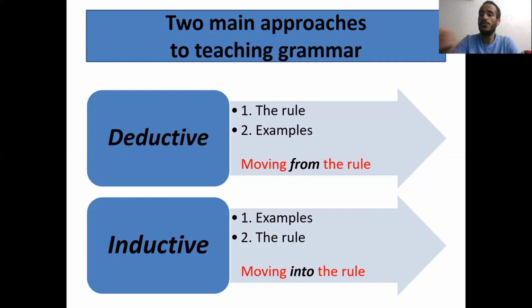So in deductive we start from the rule. Inductive, examples. Why examples? Examples stand for context, contextualization, pictures, story, text, conversation, etc. And then you ask them questions, color coding, you underline to observe the form. So we are moving into the rule. So there is no perfect one, but it depends on the lesson. If you have a very complicated grammar lesson, maybe deductive is the best. If you have an easy grammar lesson, maybe inductive is the best in this situation.